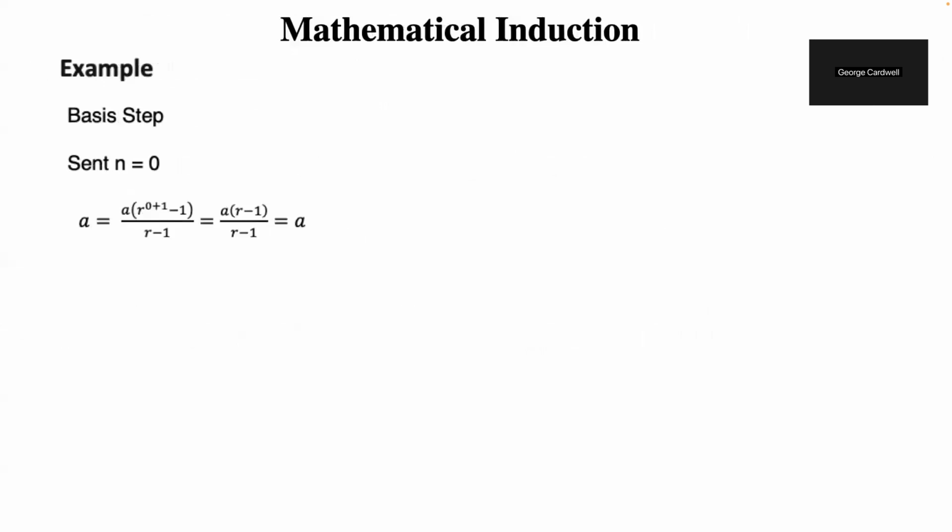We're going to prove by mathematical induction, so we have to have a basis step. The basis step here will be n equals 0, which means a is going to equal a times r to the 0 plus 1 minus 1. Why is it a? Because when n is 0, it's just the first term, a. So r to the 0 plus 1 is r to the 1, which is r. So you get a times r minus 1 divided by r minus 1. The r minus 1s cancel. You get an a. So it works for n equals 0. A should equal a.